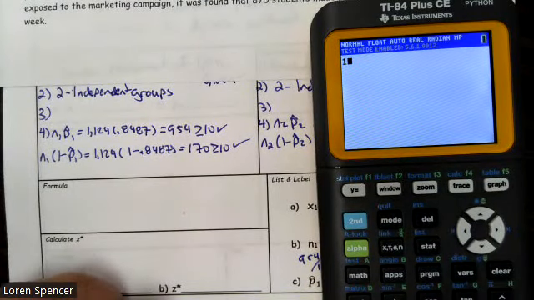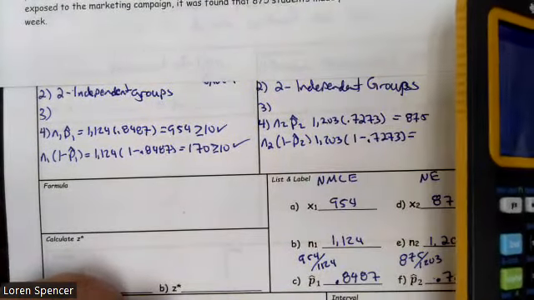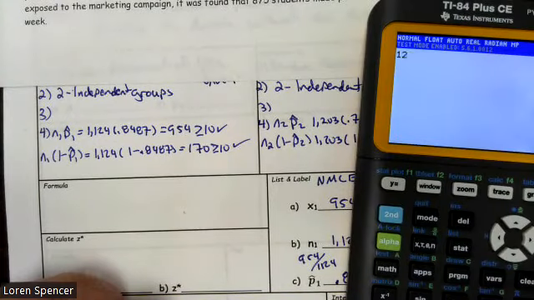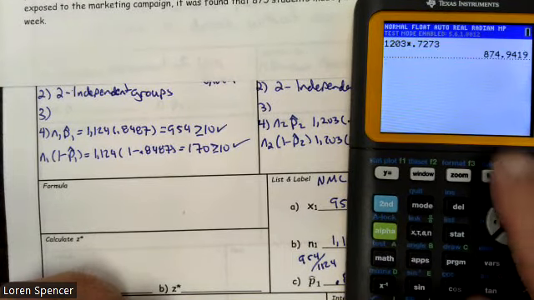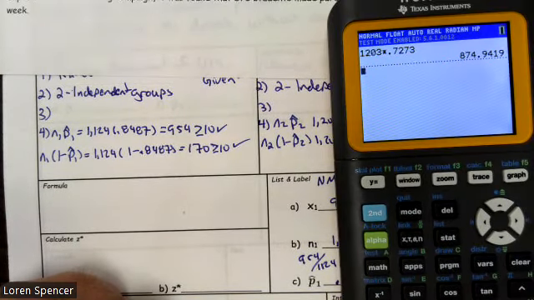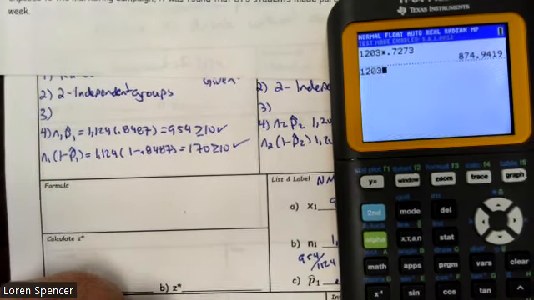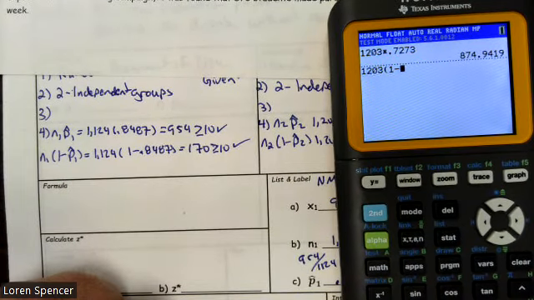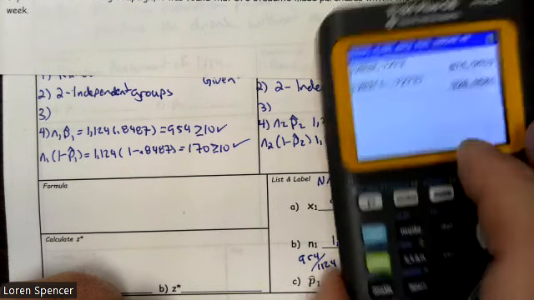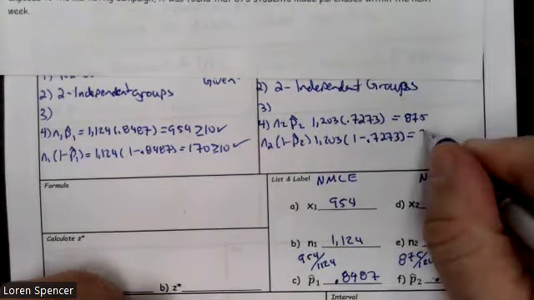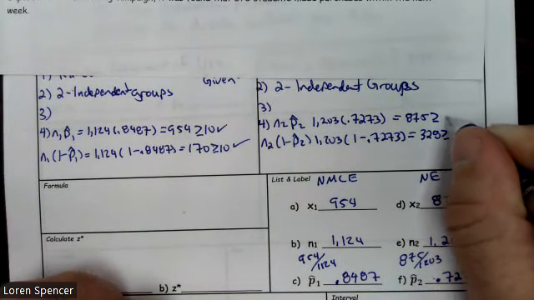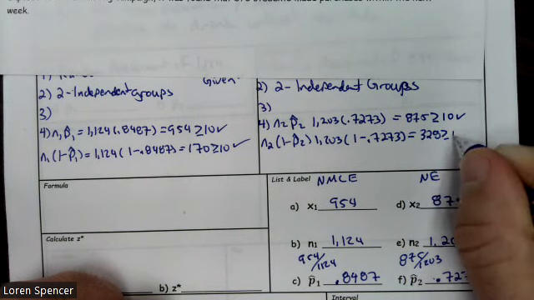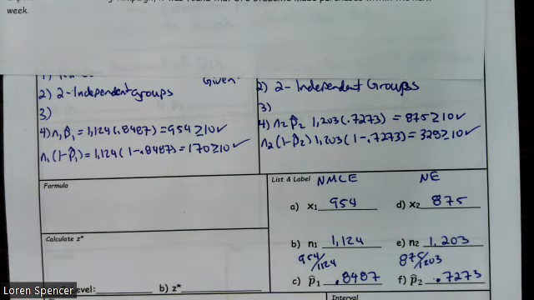1,203 times 0.7273. Sure enough, that's about 875. 1,203 times (1 minus 0.7273), close those parentheses, and we get about 328. Once again, we need to make sure that we show the comparison, and they happen to be both greater than or equal to 10. So we're good to go there.